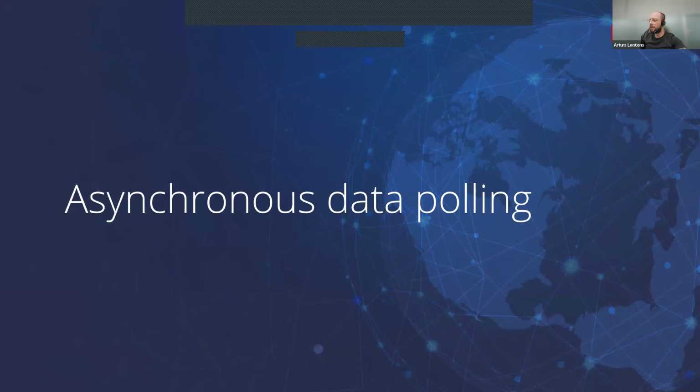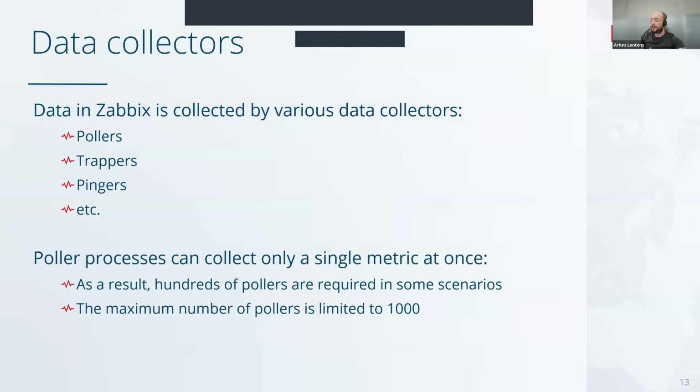Okay, next up, we will move on to performance. We've made some major strides in improving performance and scalability, especially for enterprise level use cases, like I mentioned. One of the things that we've done is we've introduced asynchronous data polling and actually a bunch of other things. So let's get started with that. As you know, data in Zabbix is collected by various data collectors. We have pollers, trappers, pingers, many other processes responsible for data collection. Right now, we will focus on pollers.